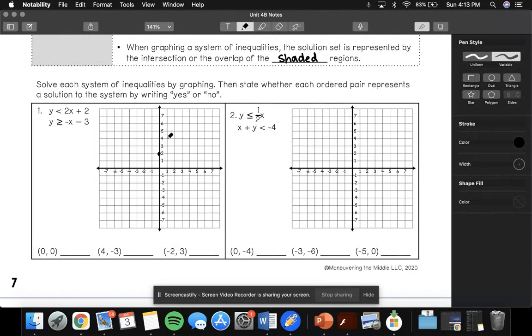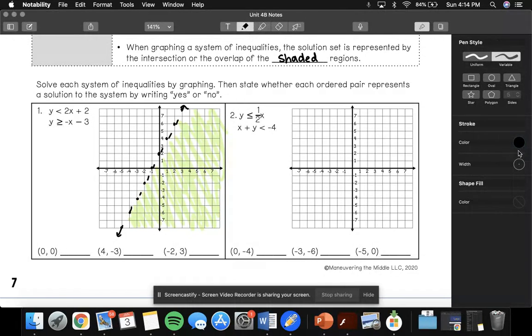Okay, so I'm going to start at 2, and my slope is 2, so I'm going to go up 2 over 1, up 2 over 1. I'm going to go backwards. This is going to be a dashed line. What I'm going to do first is graph them separately like they were 2 different problems. So put my pencil on the y-intercept. y is anything less than 2x plus 2, so everything below this line. I'm just going to shade this entire section that I can.